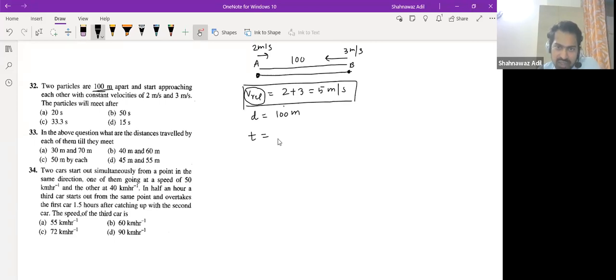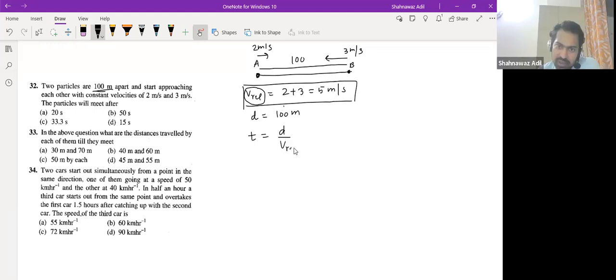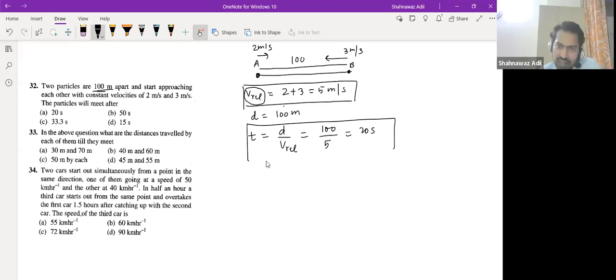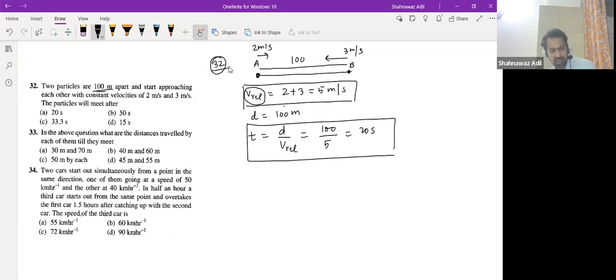So what is time? Sir, distance by speed. Yes, distance by speed. So distance is 100, and velocity is 5. So this will be 20 seconds, sir. Is this clear to everyone? Yes, sir. Right. So this is how we do this problem.